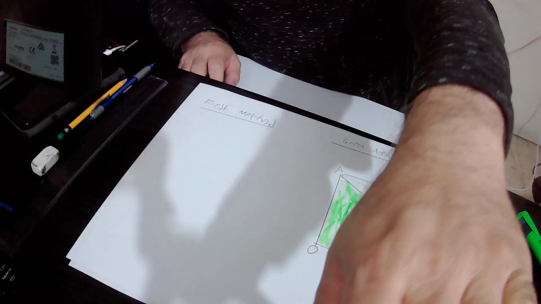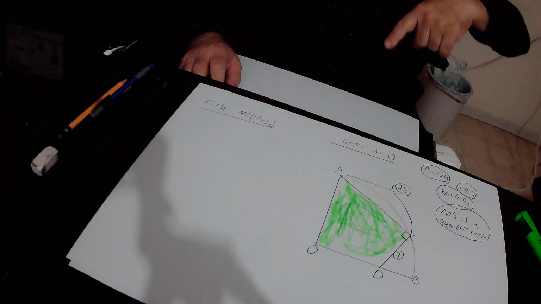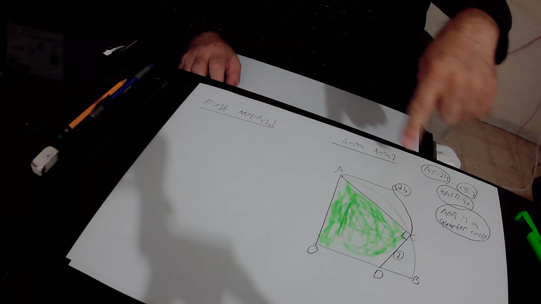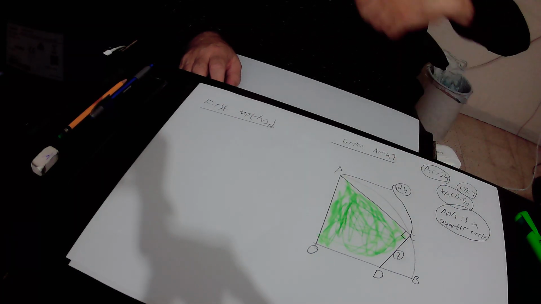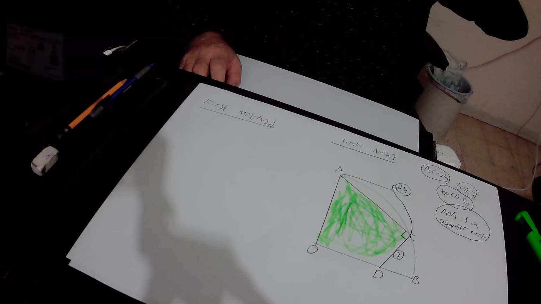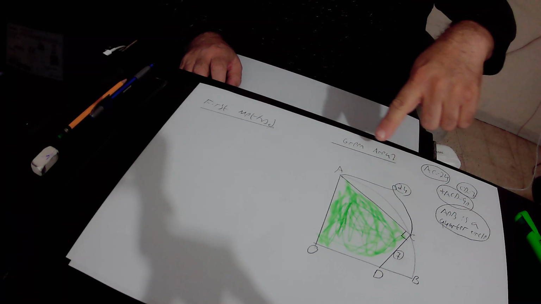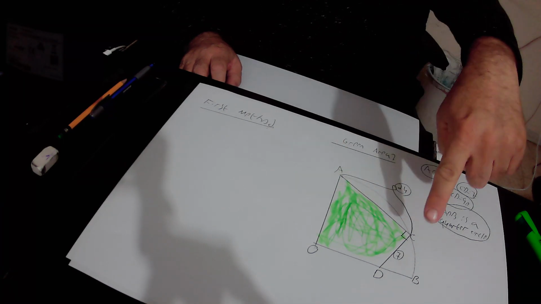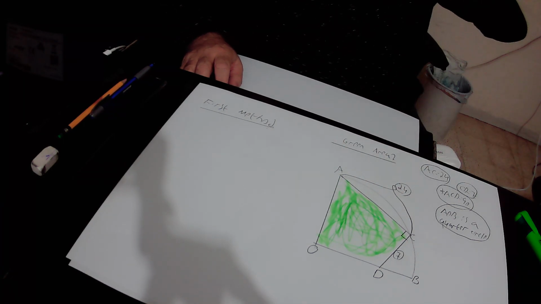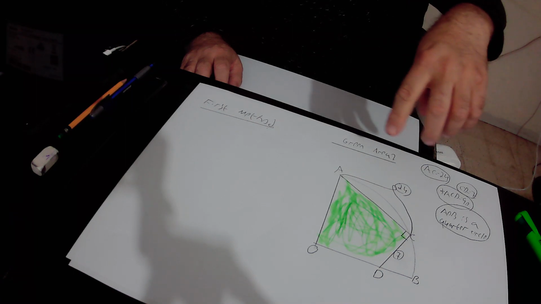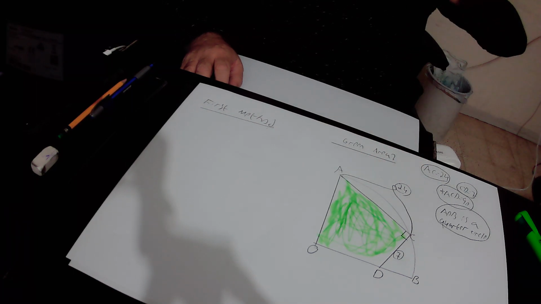Hello, in this lecture we'll find out the green area using two different methods. In the drawing we have a quarter circle. AOP is a quarter circle, and inside this quarter circle we have quadrilateral AOBC, and our mission is to find out the area of this quadrilateral.